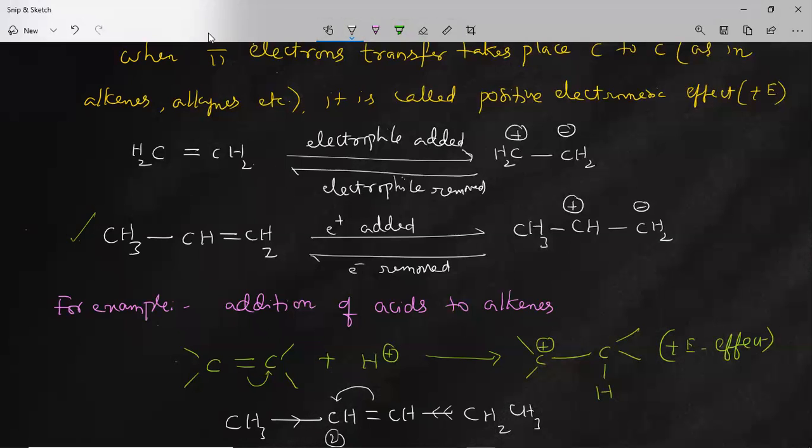So what happens here? The ethyl group is larger than the methyl, hence pi electron transfer takes place from this C3 to C2. This is the third carbon in this one. So what we understand here is, in the positive inductive effect, the electron pair shifts towards a carbon, and to that carbon only the electrophile will be attached. That is called the positive inductive effect.